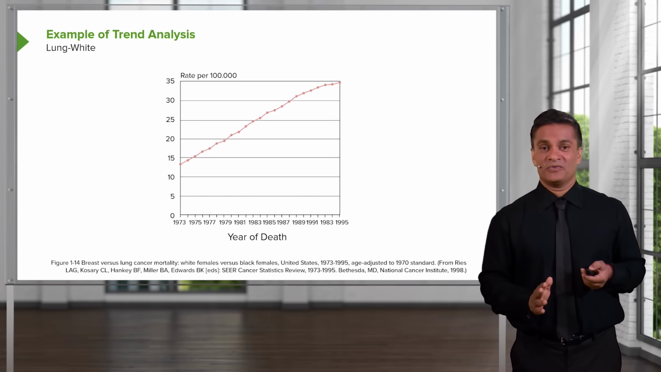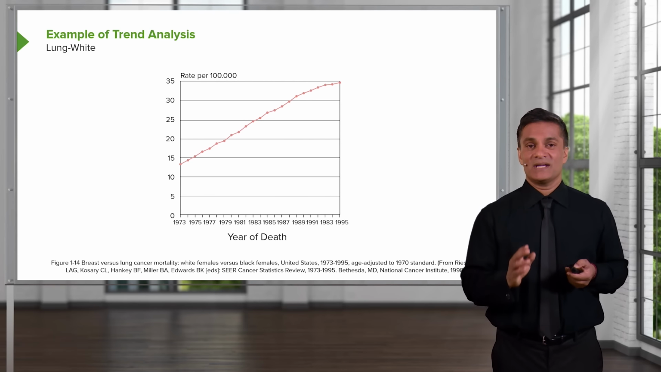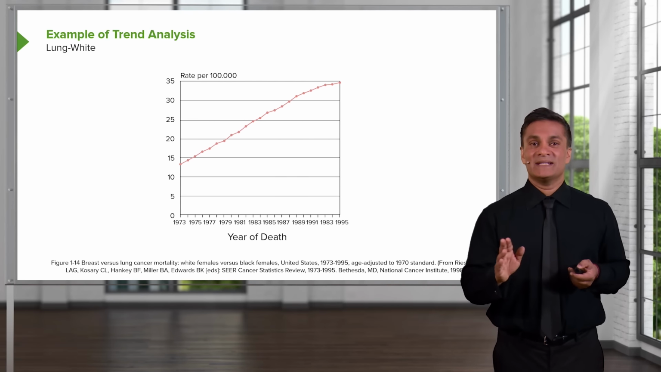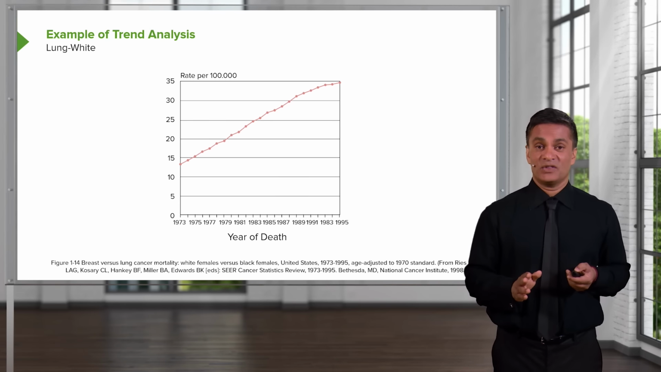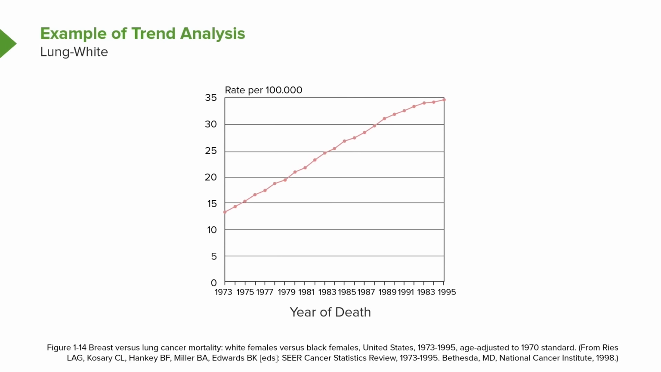Now let's look at some of the issues in trend analysis. Here's an example from U.S. data. This is the changes in mortality rates of white women and lung cancer. As you can see, from 1973 to 1995, the mortality rates were going up dramatically. This is white women in America dying of lung cancer. If you look at black women, well, the rates are kind of the same. So there's no reason to expect white women and black women to be physiologically different, so this is not surprising.